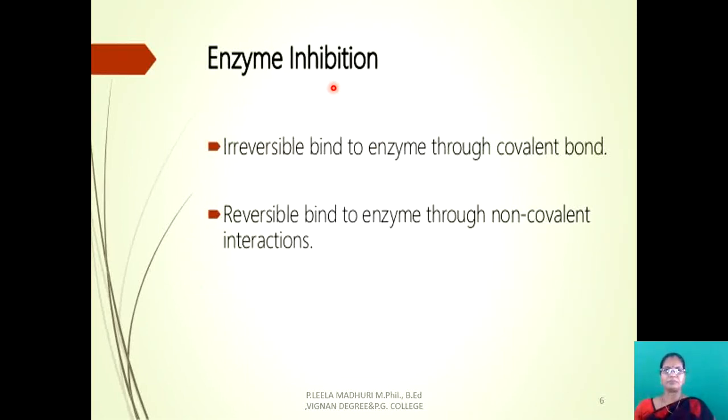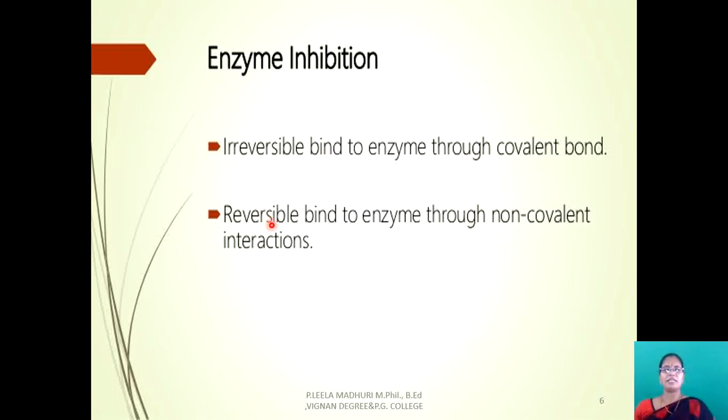Coming to the enzyme inhibition features. Irreversible inhibitors bind to the enzyme through covalent bonds so that they cannot be dissociated from the enzyme and the reaction cannot move forward. So these are irreversible reactions, and hence the inhibition is termed irreversible inhibition.